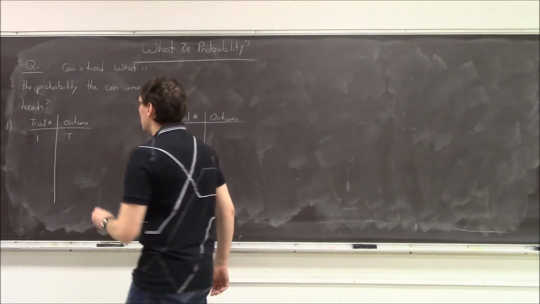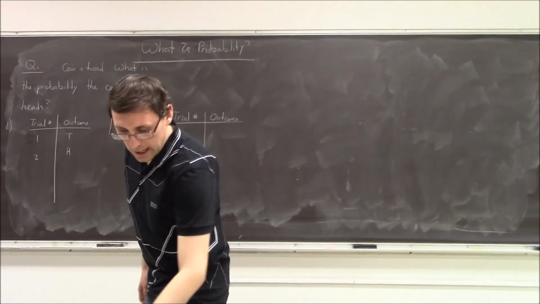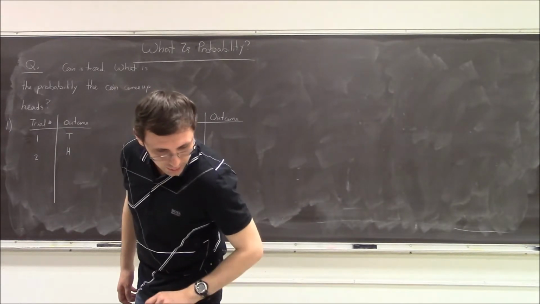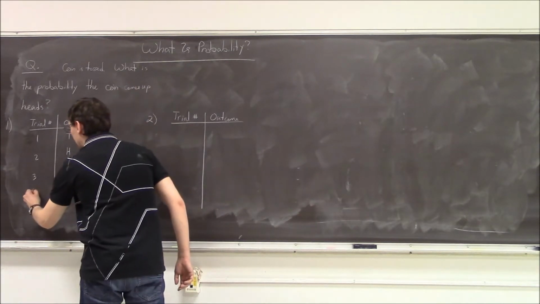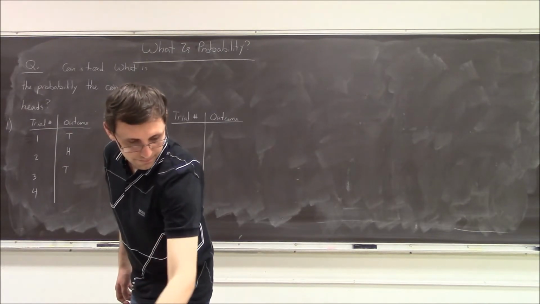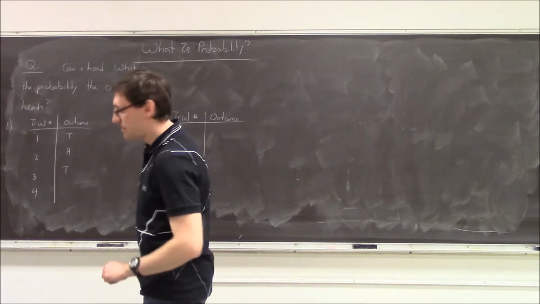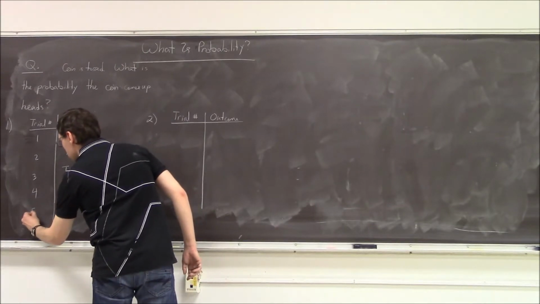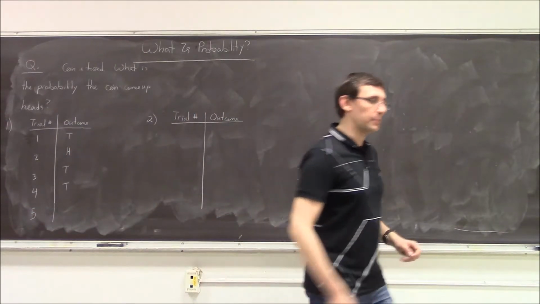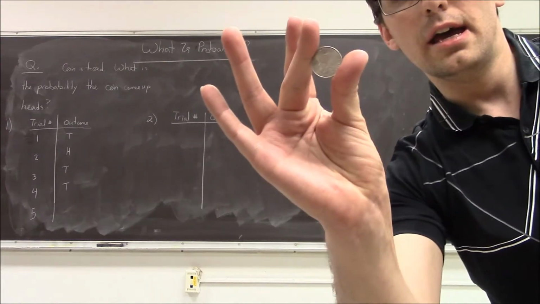So trial number 1, I got a tail. Trial number 2, I got heads. Trial number 3, I got tail. Trial number 4, I got tail again. And let's see what happened for trial number 5. It was heads.